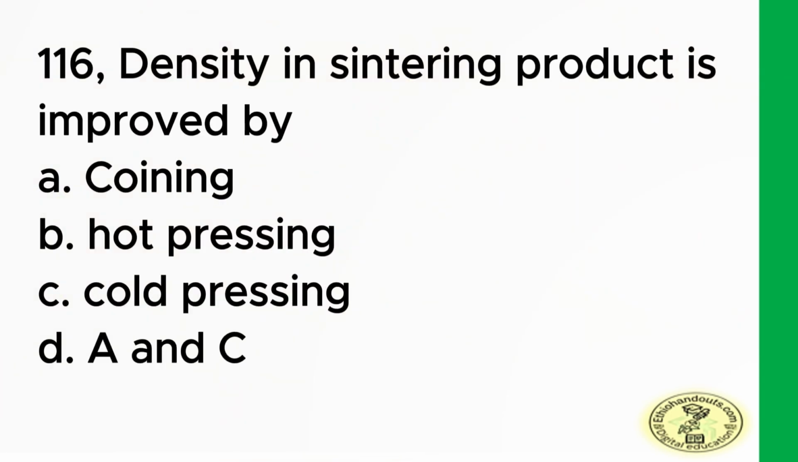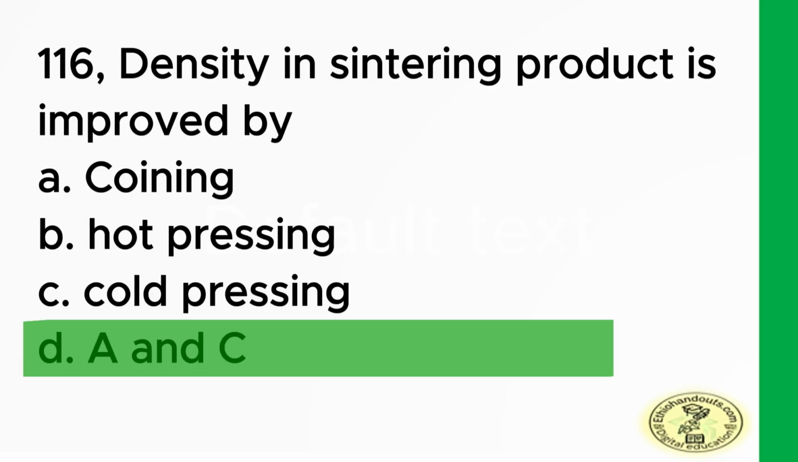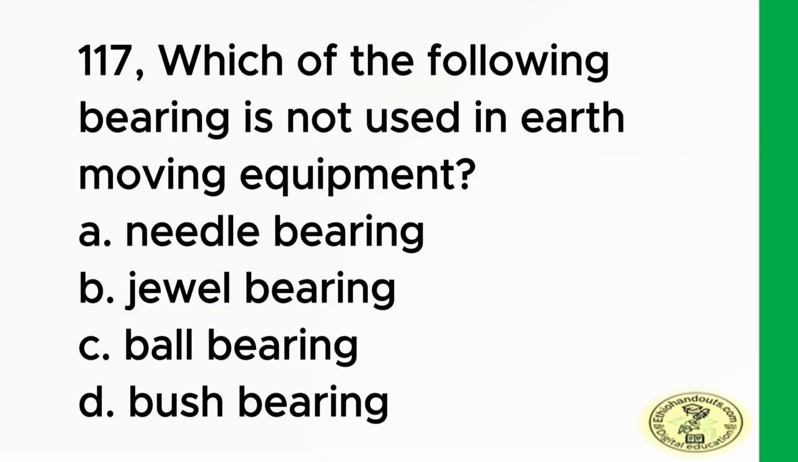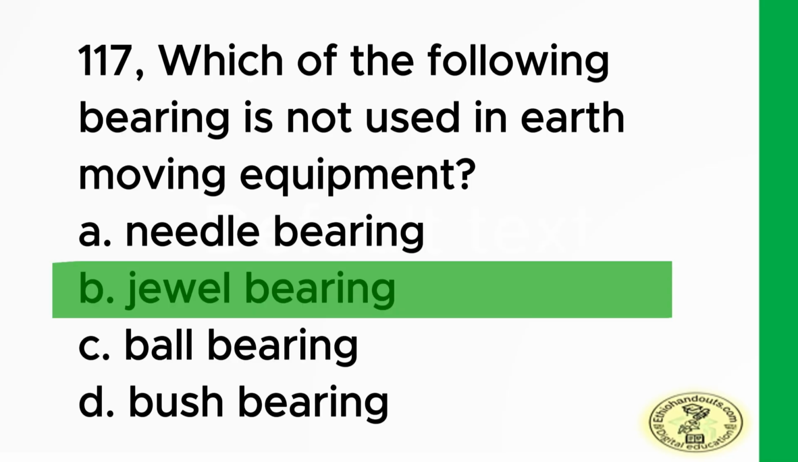Tool. 116. Density in sintering product is improved by A. Coining, B. Hot pressing, C. Cold pressing, D. A and C. The correct answer is D. A and C. 117. Which of the following bearings is not used in earth-moving equipment? A. Needle bearing, B. Jewel bearing, C. Ball bearing, D. Bush bearing. The correct answer is B.